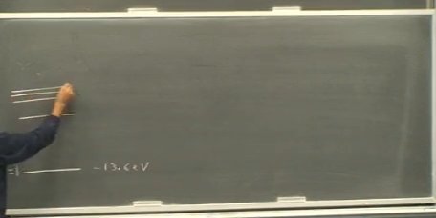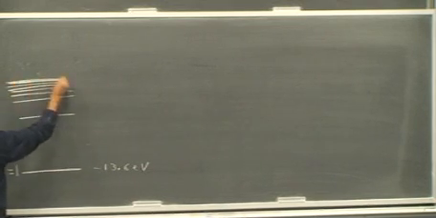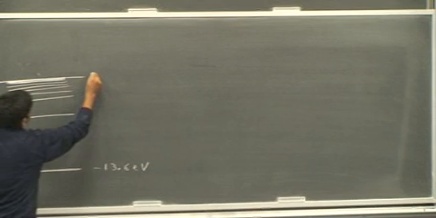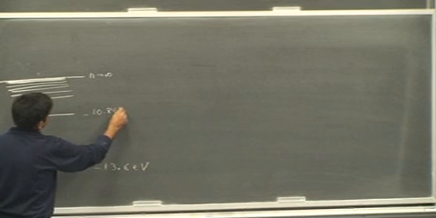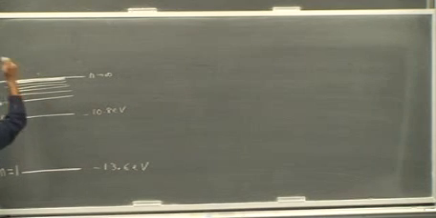And as n goes even higher, the spacing between these energies starts shrinking until you reach n equals infinity. At n equals infinity, the energy is zero. What does n equals infinity mean? The electron has gone out of the atom, or the atom has been ionized. So this, I think, is minus 10.8 electron volts, and so on. This is n equals 2, n equals 3, and so on.